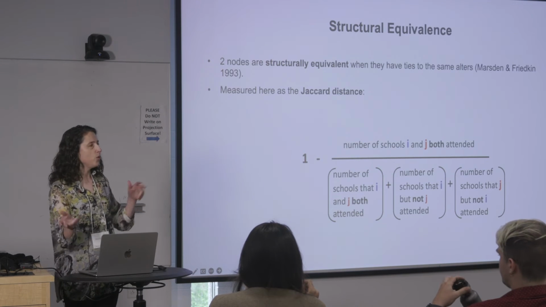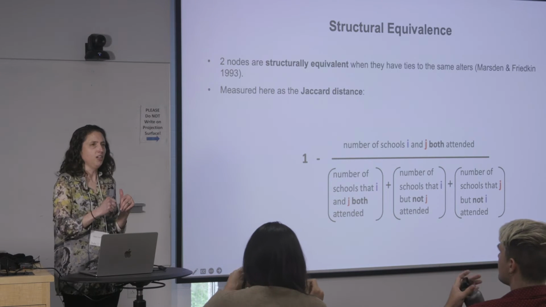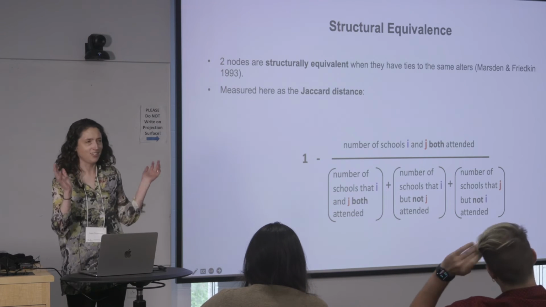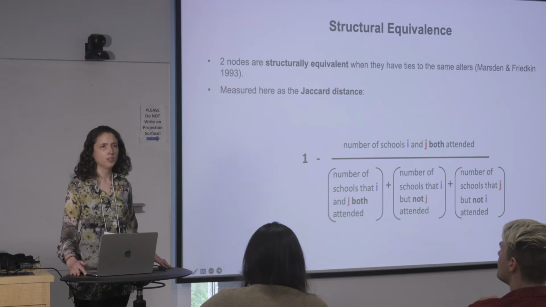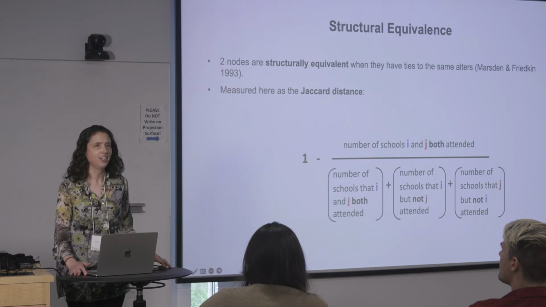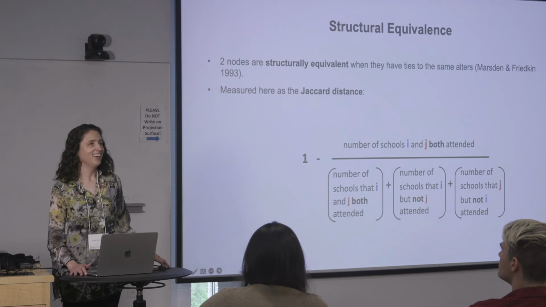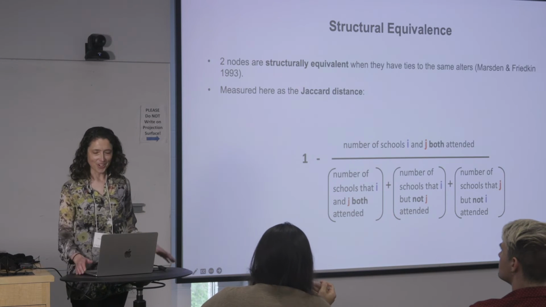Like with the cohesive blocking stuff, we started with a theory. With this, we started with no theory, and that was on purpose, right? Because I just wanted to see what would happen. We had a reviewer say, well, this is not structural equivalence. You shouldn't call it that. And I just said, okay, I'm going to call it that. And I just did, and so here we are.